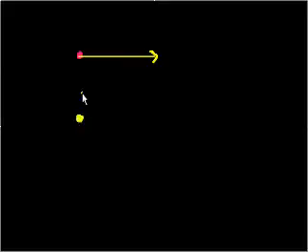Oh, and its color changes to yellow. That's out of the scope. Color changing is out of the scope of this lecture.